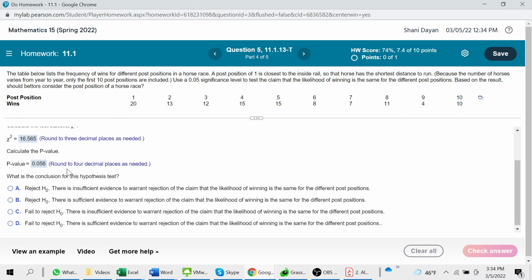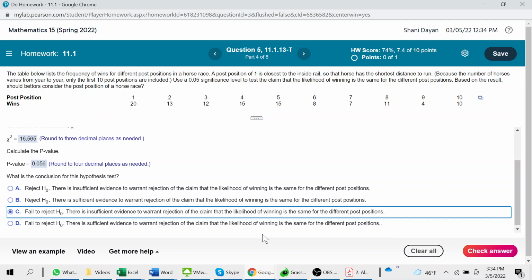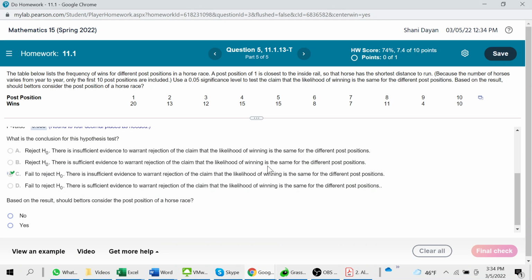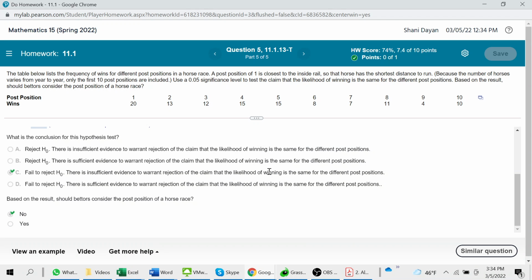Since the p-value is larger than the significance level, we fail to reject H0 and conclude that there is insufficient evidence to warrant rejection of the claim. Exactly. Correct. Should bettors consider the post position of a horse based on the results? No.